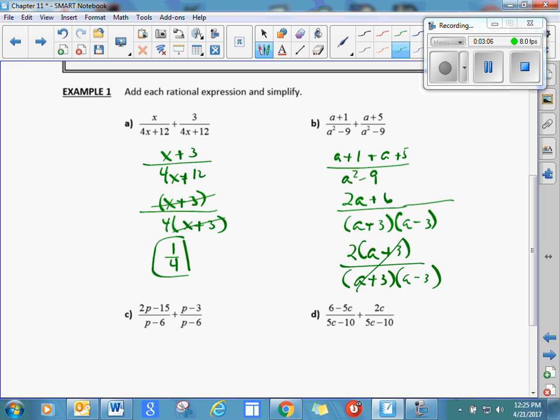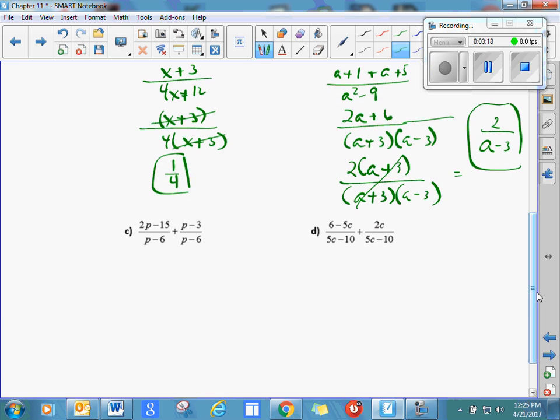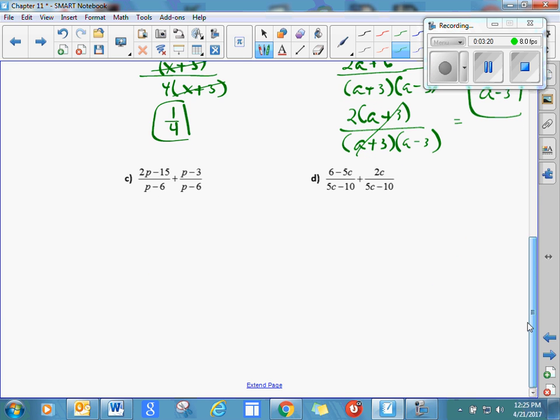And now we have one set of factors that will cancel, and our final answer ends up being 2 over A minus 3. Okay? All right. Example C. We've got 2 more examples on this page. We'll go through them kind of quick.